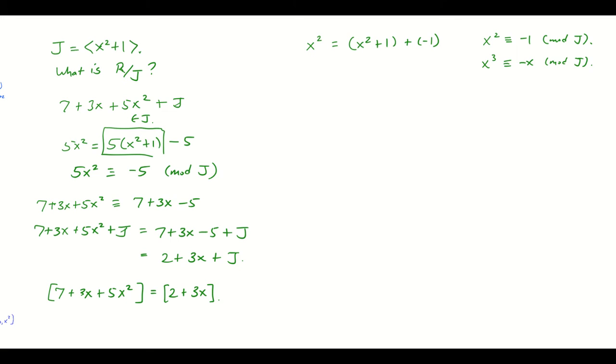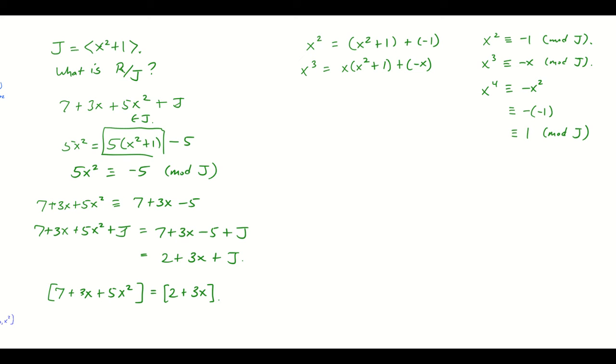Okay, and if you believe that, fine. But if you don't believe that, then just notice that x cubed is the same as x times (x squared plus 1) plus a negative x. So I just take both sides of this equation and multiply those by x. Continuing in this thread, we get x to the fourth is congruent to negative x squared, and the negative x squared is congruent to negative 1 times negative 1, because x squared was negative 1. So that's 1 mod J.